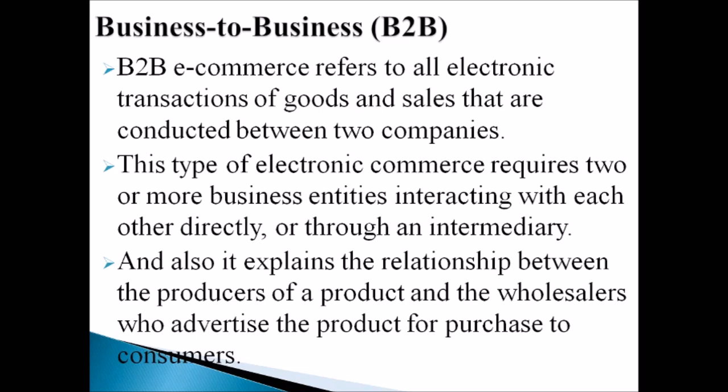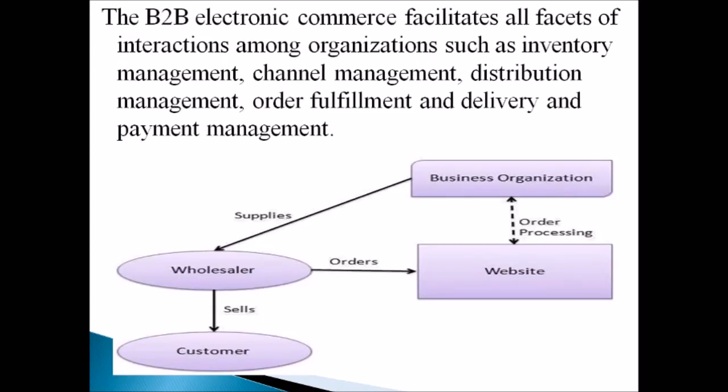And also this type of transaction explains the relationship between the producers of a product and the wholesalers. These people also come under business. Producer of a product is a person who is producing the product. Wholesalers are the people who advertise the product to the consumer. So if we consider business, it may be two companies and also the producers of a product and wholesalers. All these people are included under the business. This type of electronic commerce facilitates all types of interactions among organizations such as inventory management.